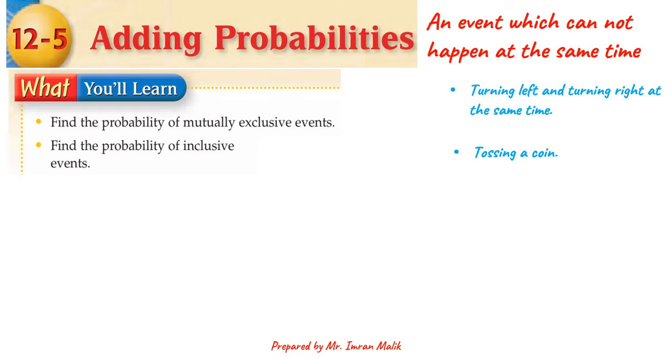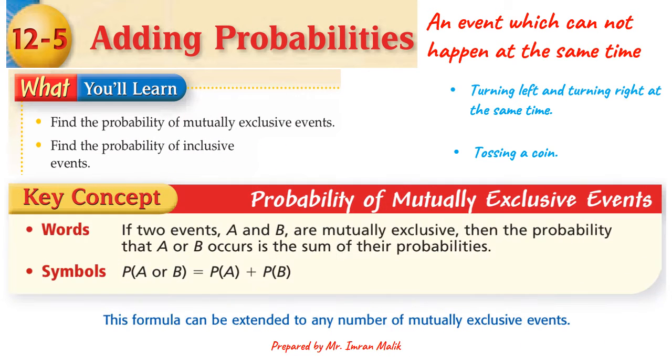Next question is, how do we find the probability of mutually exclusive events? The answer to this question is given in the key concept. The key concept states, if two events A and B are mutually exclusive, then the probability that A or B occurs is the sum of their probabilities. In other words, probability of A or B is equal to the probability of A plus the probability of B.